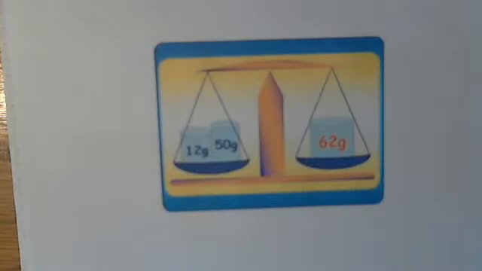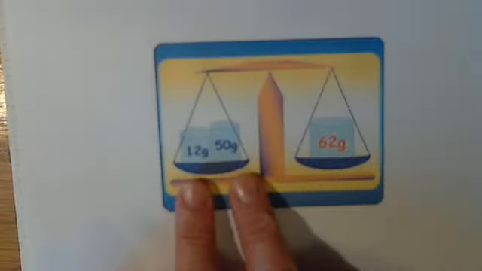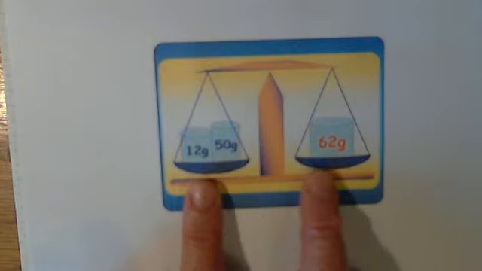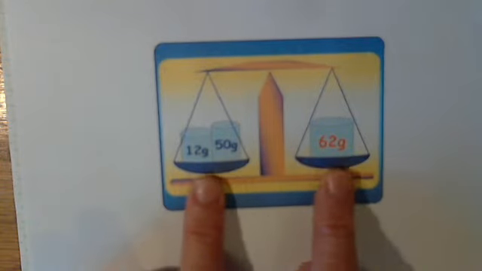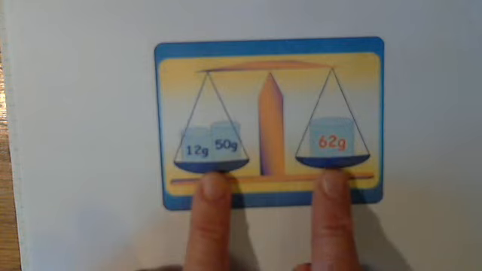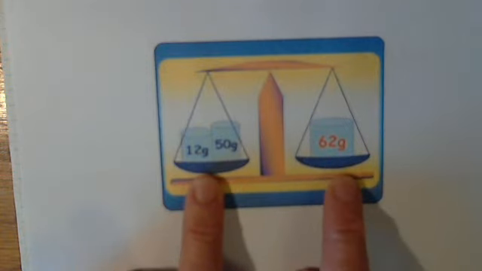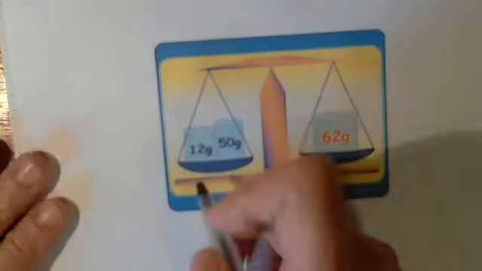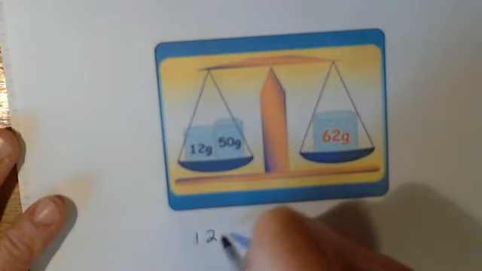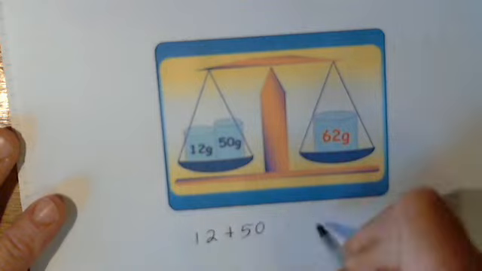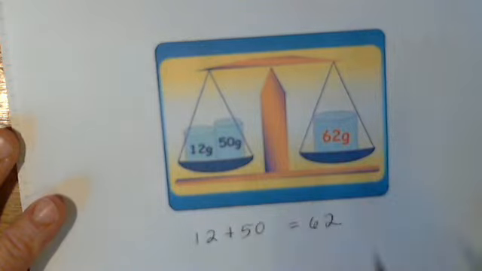I've got a picture of a balance scale here. And you can see that if there are 12 plus 50 pounds on this side, and 62 pounds on this side, we get the same on both sides, so the balance scale would balance out. It would be equal. So I can even write an equation that represents this. 12 plus 50 is equal to 62.